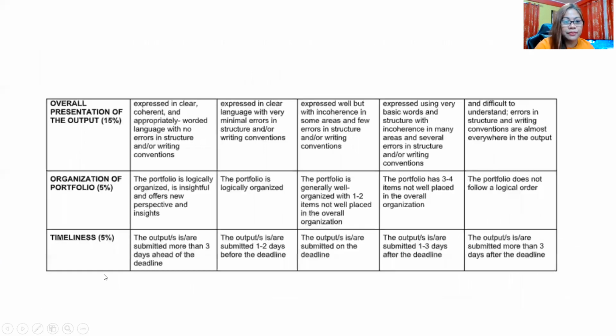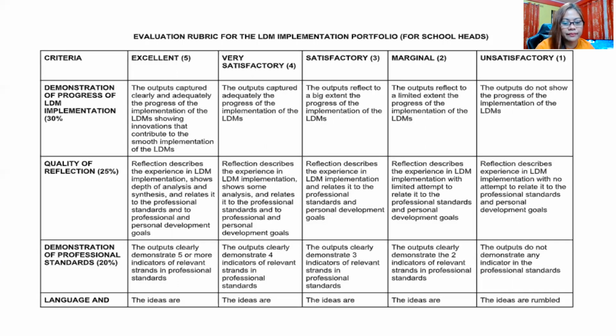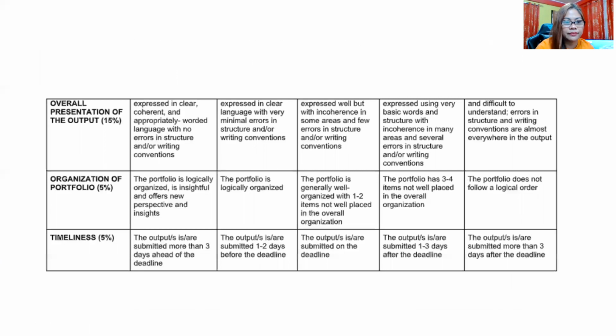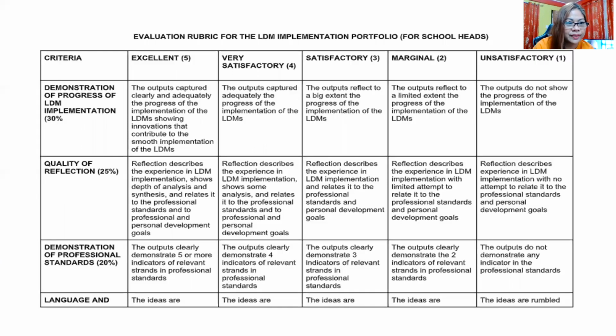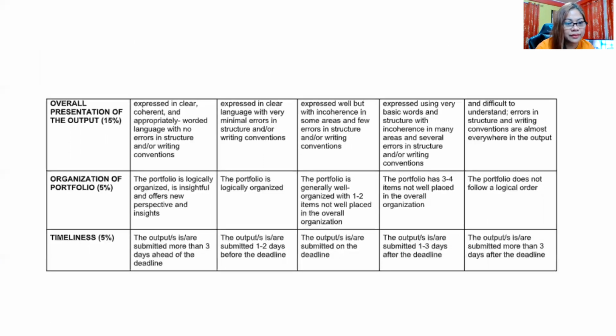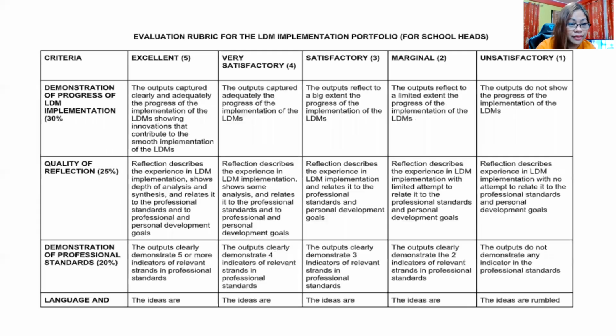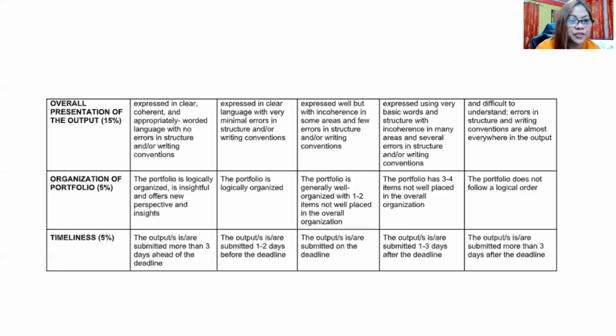language, okay, language is, wait, overall presentation of the output is 15%. Organization of portfolio is 5%. Timeliness is 5%. I think language is 5% as well. Let me see. Yes. Language and overall presentation of the output is 15%. So that's totaled for 100%.